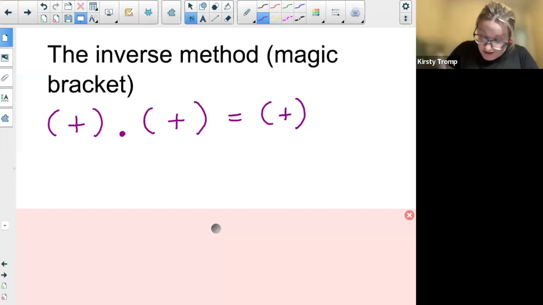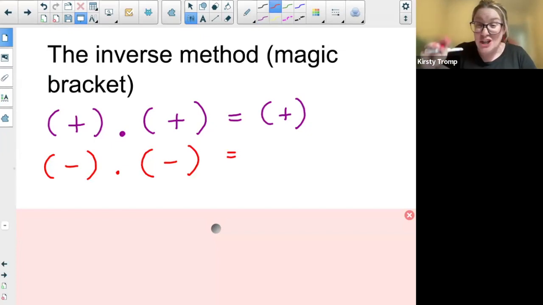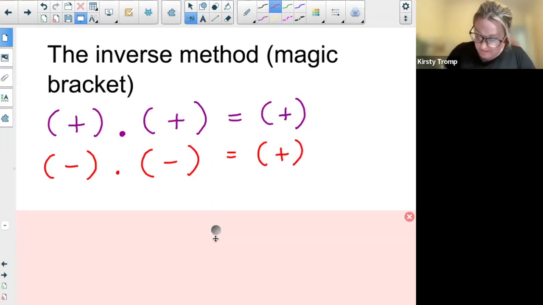When you have a negative sign and a negative sign next to each other, guys, negative and a negative, do you agree they're the same sign? Negative, negative, same sign. You're going to be left with, thank you, Lorena, in the chat, a positive.